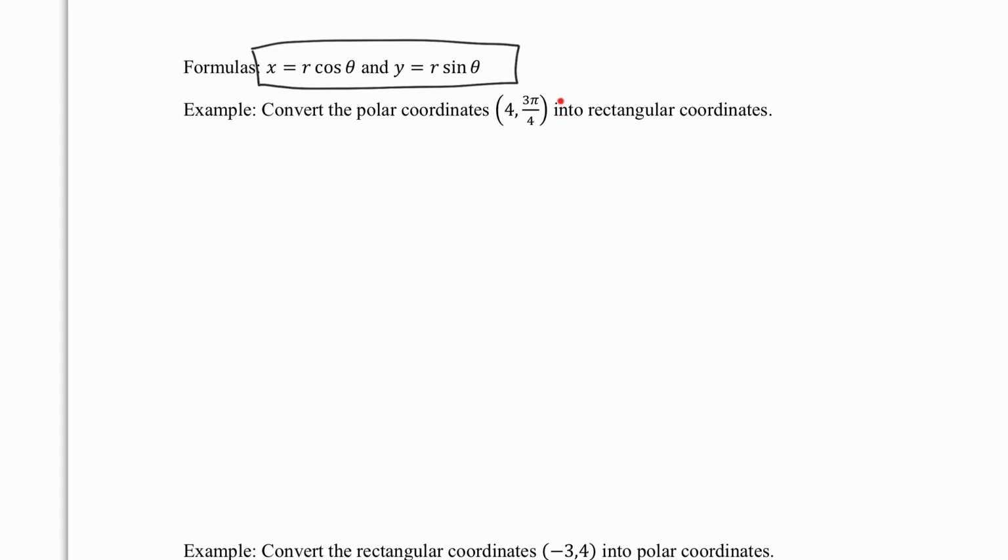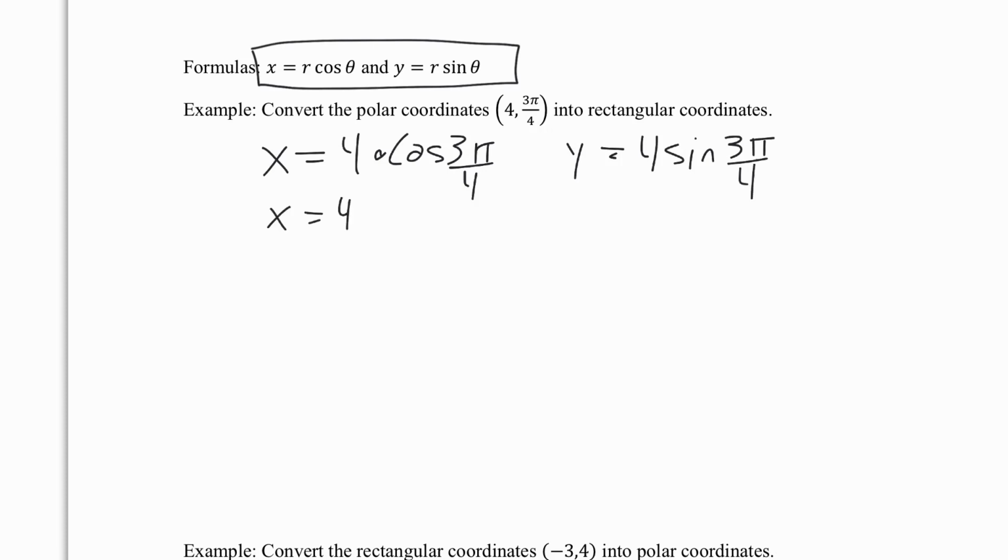So let's go ahead and convert this polar coordinate into a rectangular coordinate. So x will equal 4 cos 3 pi over 4. Y will equal, forgot the 4 in front, 4 sine 3 pi over 4. So x will be 4 times negative root 2 over 2. And y will be 4 times root 2 over 2. So this, we can reduce the 4 and the 2, so this will be negative 2 root 2.